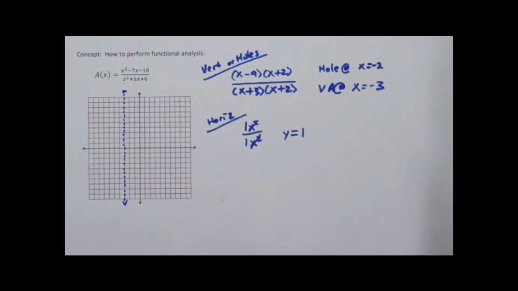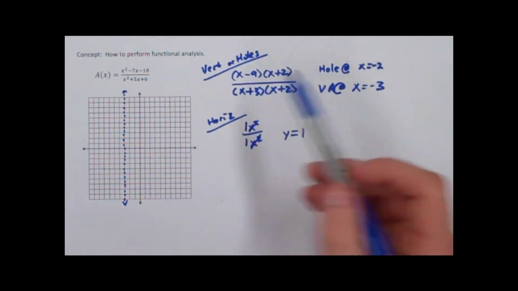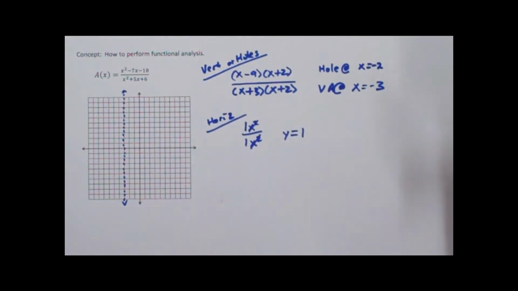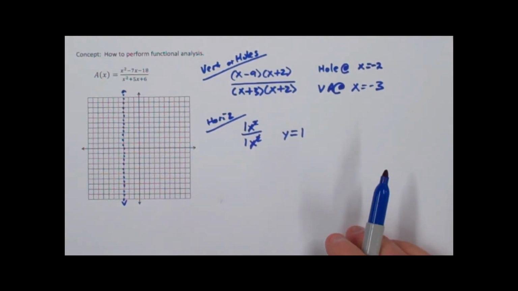1 over 1 is 1. And then if you ever end up in a situation where you get division by 0, let's say this x squared wasn't here and you'd had to add a 0x squared as a filler, that situation would be division by 0, and so there would be no horizontal asymptote.